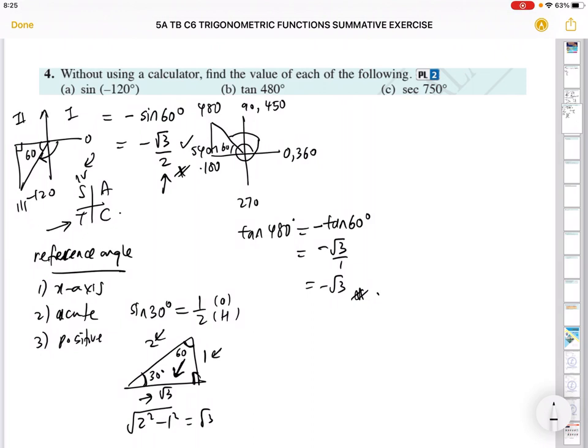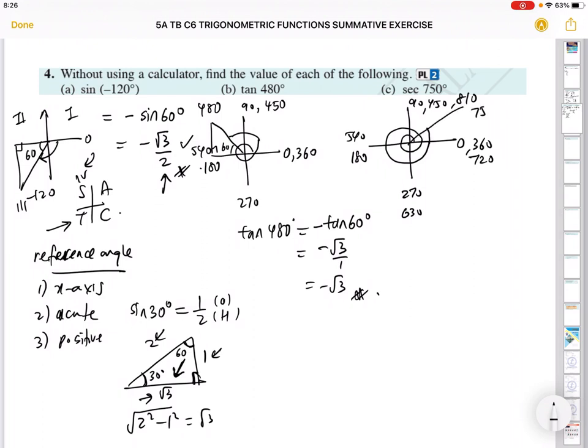Okay, where is 750? So number 1, I'm going to go 0, 90, 180, 270, 360, 450, 540, 630, 720. After 720 is 810. Yeah, keep adding 90 to each. So you notice one cycle I end up at 360, not enough. I go to a second cycle, I end up at 720, still not enough. 750 is slightly more. So we take 750 minus 720. The difference is 30. My reference angle will be 30.